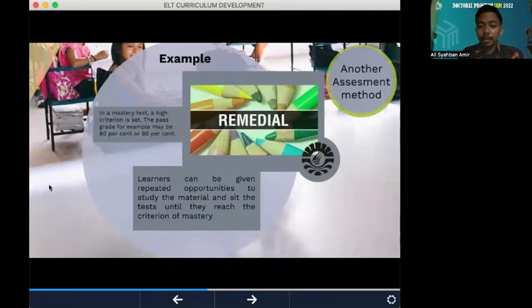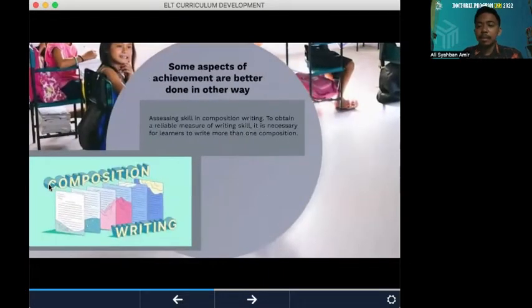In a mastery test, for example, a high criterion has been set for the passing grade, maybe 80% or 90%. So the learners can be given repeated opportunities to study the material and sit the test until they reach the criterion of mastery. They can try it and try it again until the learners reach the passing grade.